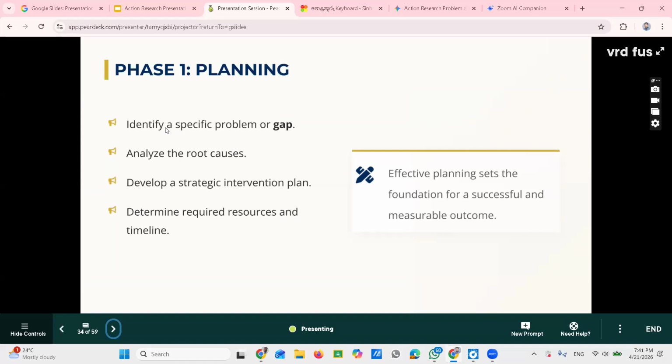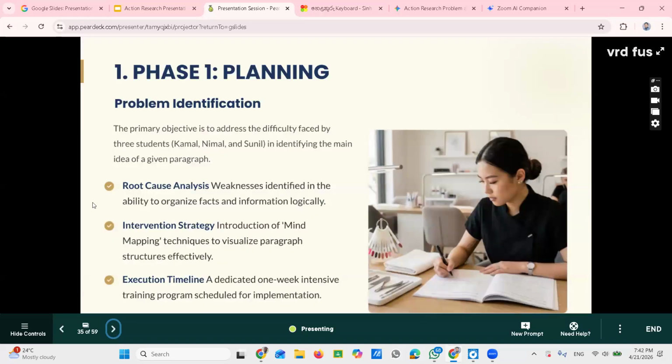At the same time, I will discuss an example regarding each step also. Therefore, I am going to discuss one example under planning. Look at the example here. The problem identification: first you need to identify a problem. Read the problem here. The primary objective is to address the difficulty faced by three students, given the names also within brackets, in identifying the main idea of a given paragraph.